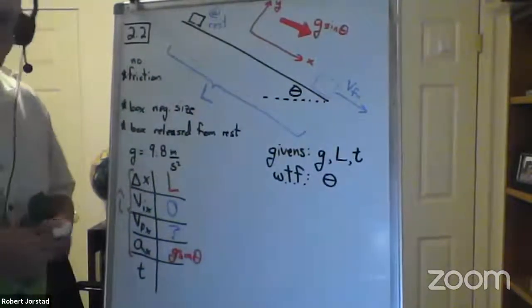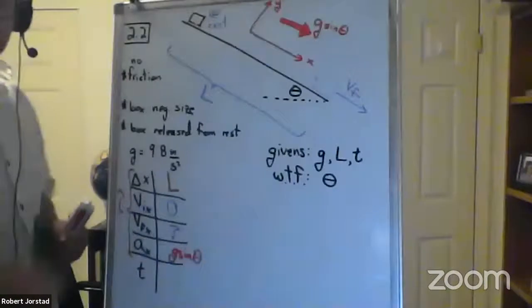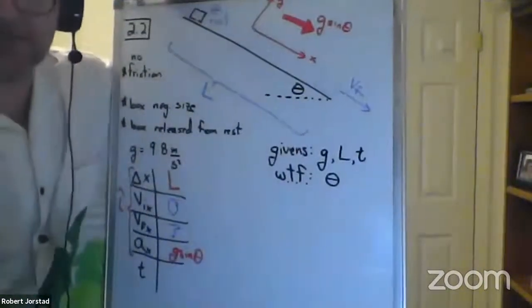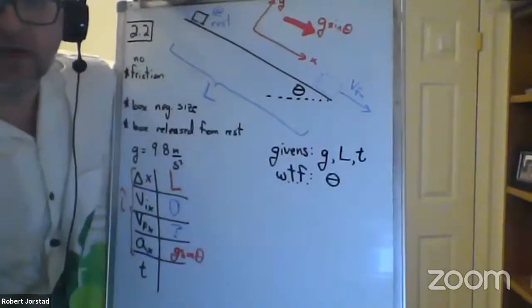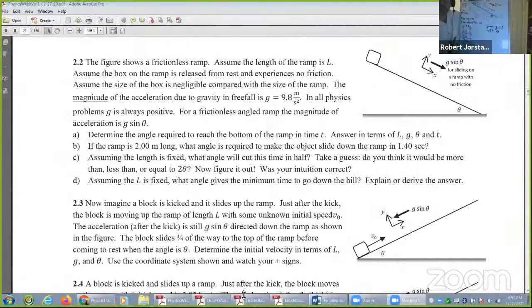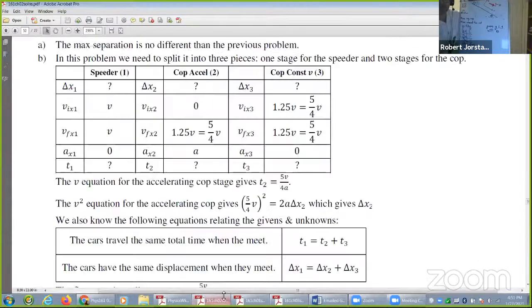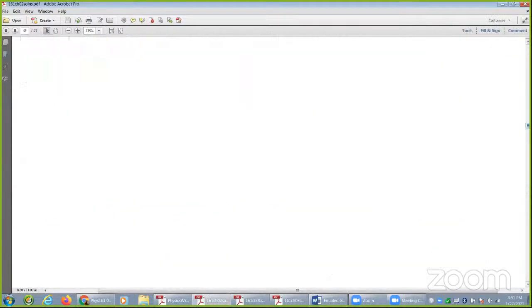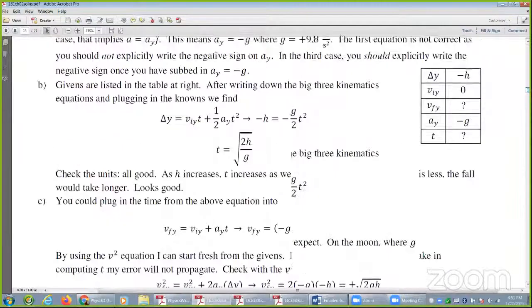Okay, time. Oh, yeah, go ahead. For the v initial x, that's 0 because it's at rest, right? Exactly, at rest. And v final x is unknown because we still haven't calculated it. Exactly. And just to be clear, just to show you the solutions. Wait, what problem is this one? 2.2. Oh.